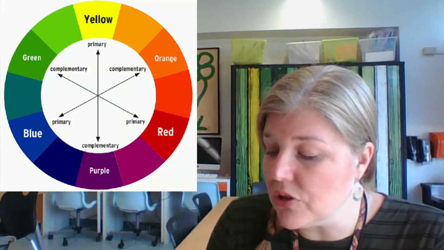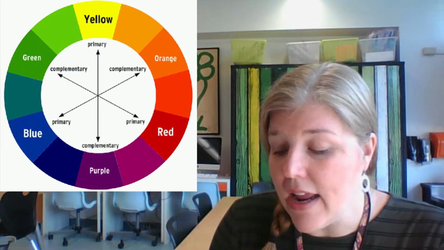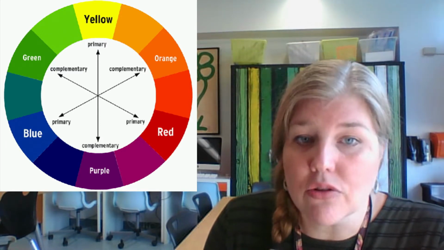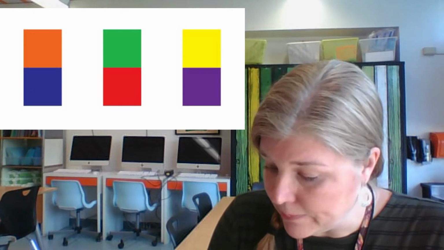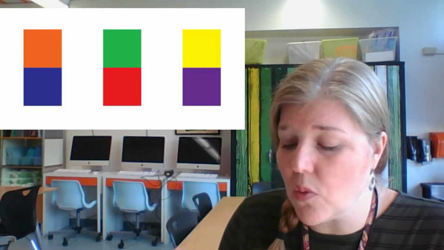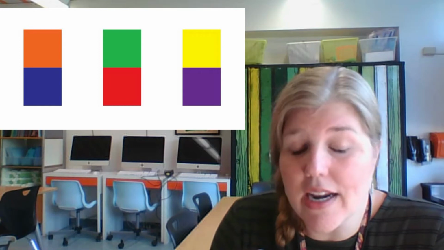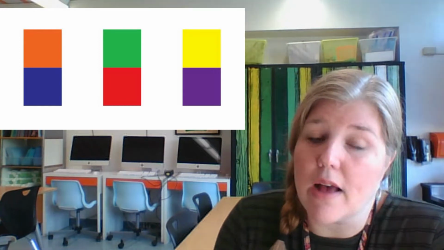So if we were to look, for example, at red, the color on the opposite side of the color wheel is green. So that is its complementary color. Each color makes the one opposite of it stand out. And artists use these color combinations. It creates contrast, and it can also really help certain parts of your artwork stand out.